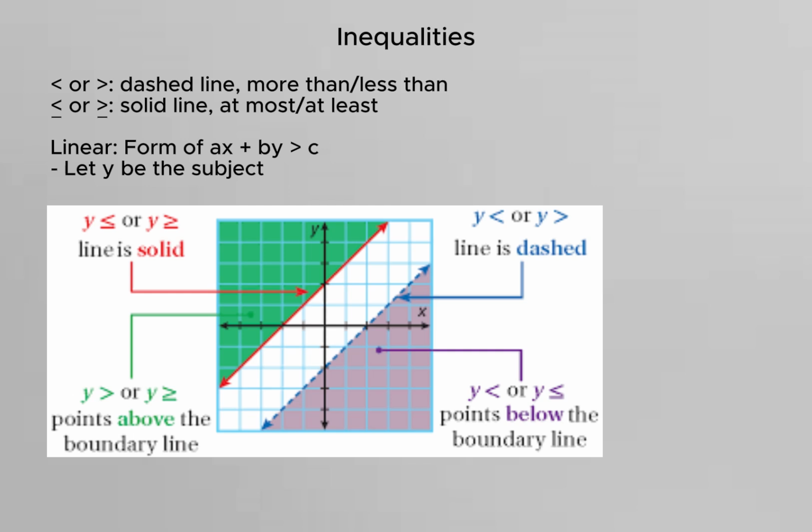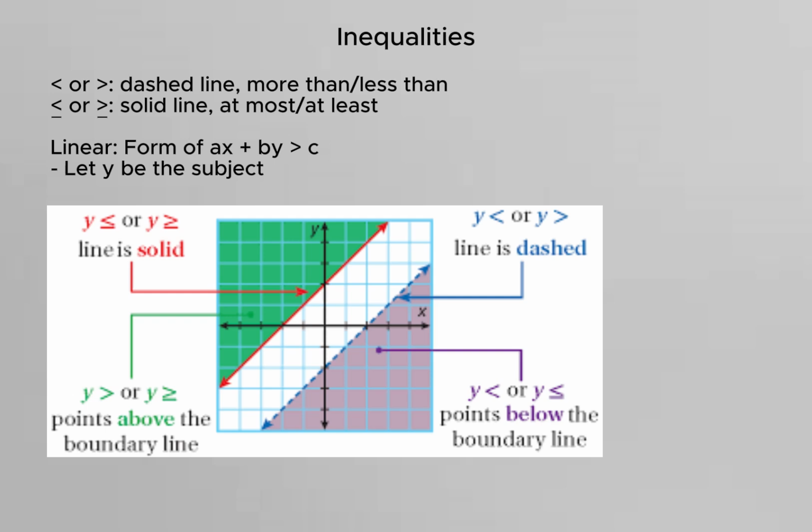Whereas if you look at the one with the equal sign, more than or less than with the equal sign, then you need to draw a solid line. Look for the keywords at most or at least. That is how you interpret a question and draw the graph according to the constraint. And this will be used in linear programming.